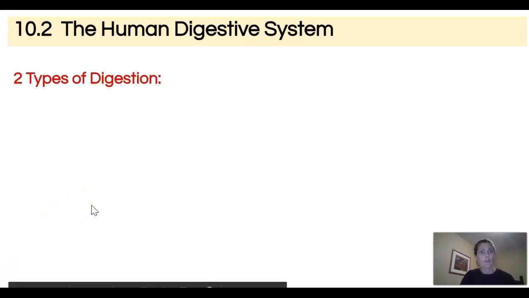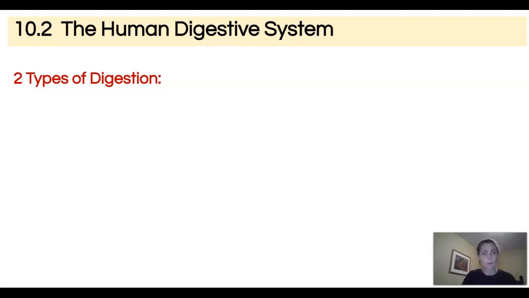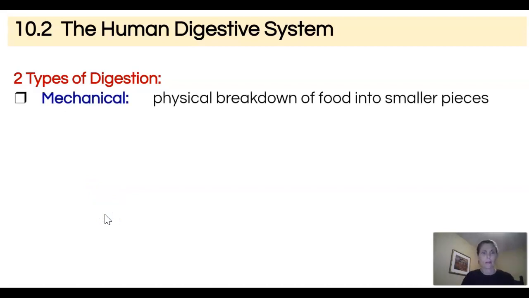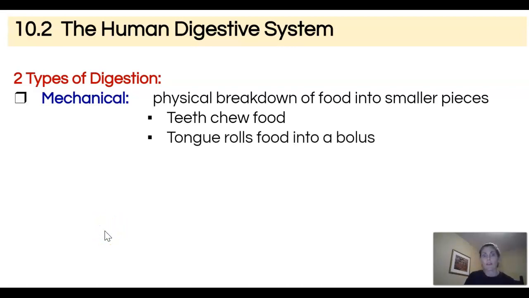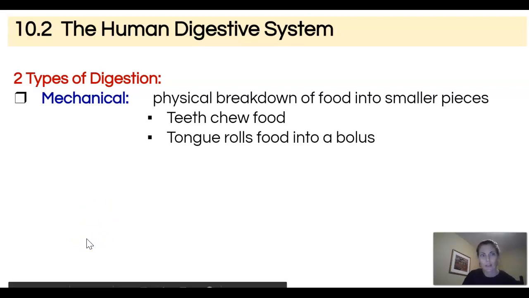First off, I want to remind you that there are two distinct types of digestion that we typically speak about. The first one is what we call mechanical. Mechanical breakdown simply means physically breaking down your food into smaller pieces, right? There are various places within our digestive system where our food is being physically broken down into small little itty bits. One good example is that our teeth are going to chew food. We also know that our tongue can help shape that food into a ball called a bolus before we swallow it. Those are a couple of examples of mechanical digestion.